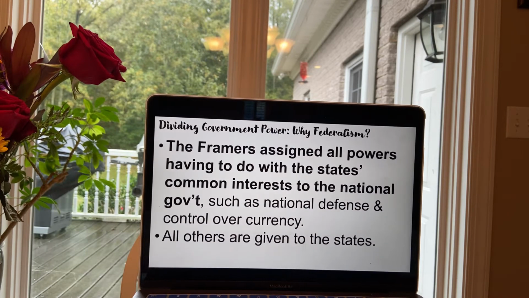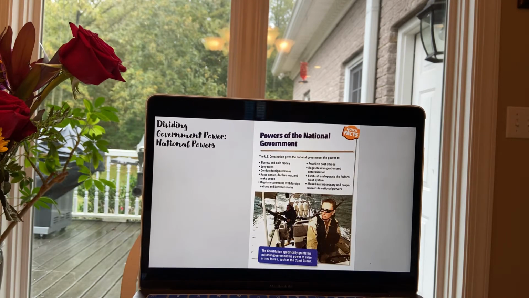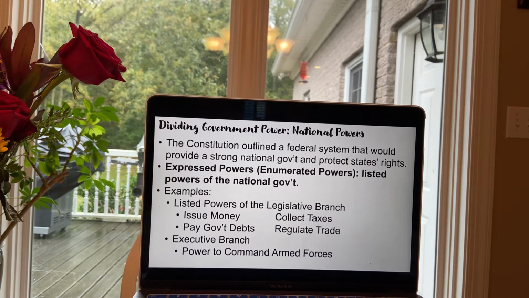The framers assigned all the powers that had to do with the states' common interests to the national government, such as national defense and control over currency. Everything else was given to the states. These are some of the powers of the national government. The Constitution outlined a federal system that provides a strong national government and protects the states' rights.